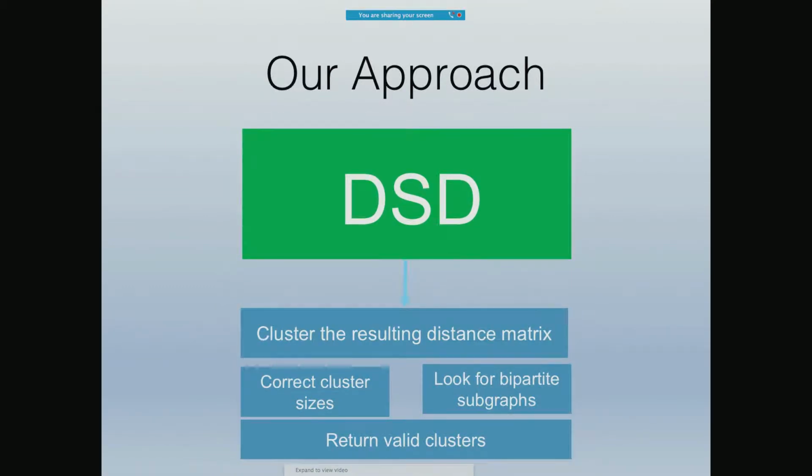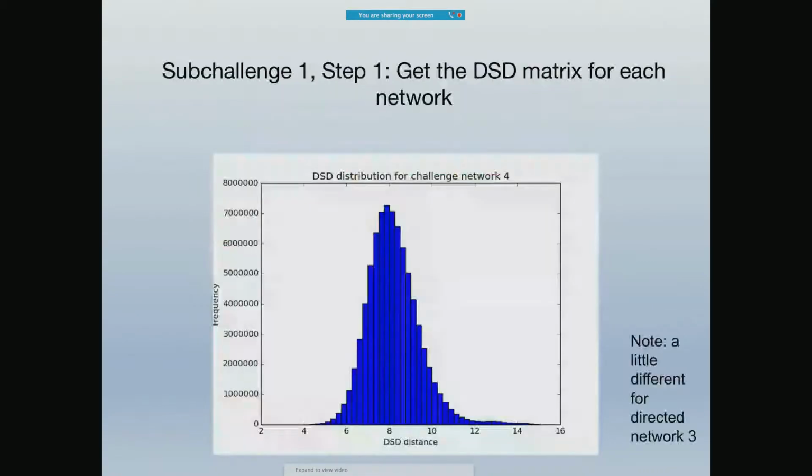And our method was, on every network, we actually did the weighted version, which we call CDSD, but we included the weights of the networks. We didn't pre-process the weights. And what we did is we just applied DSD, then we used off-the-shelf methods, actually spectral clustering did best, to cluster the resulting distance matrix. And then we had to correct cluster sizes, because sometimes it would produce clusters of size over 100. We did this look for bipartite, which I'm not going to have time to talk about, and it doesn't seem to have mattered in about half the networks.